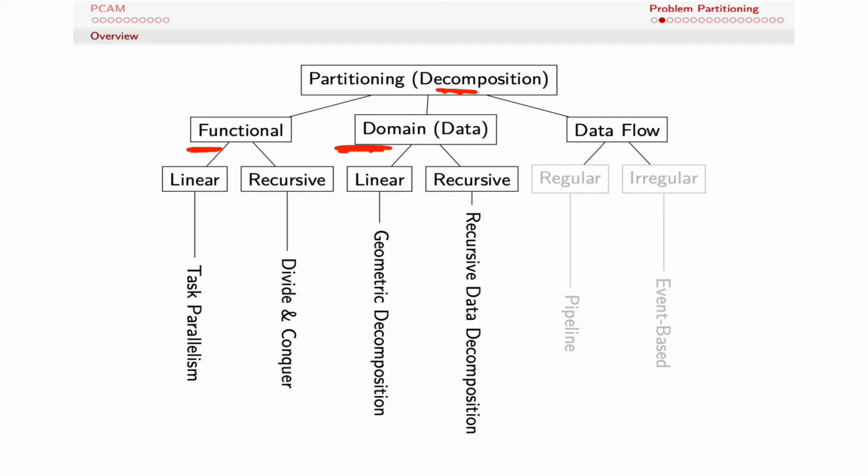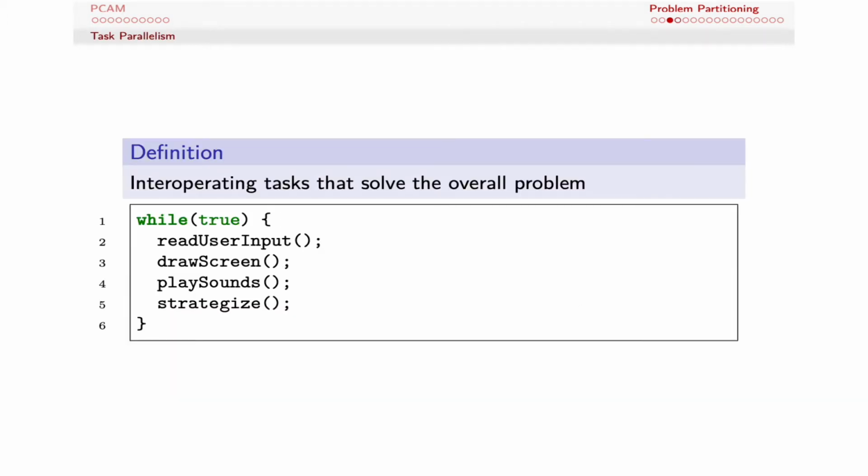All right, so we're going to first of all delve into task parallelism, which is the linear version of functional decomposition, as you can see here. The idea here is that we're going to have interoperating tasks that are going to, in total, solve the overall problem. This is a kind of a contrived example here where we're imagining that if we're, say, designing a computer game, that we're going to have different kinds of functionality that's going to have to take place in that game more or less simultaneously.